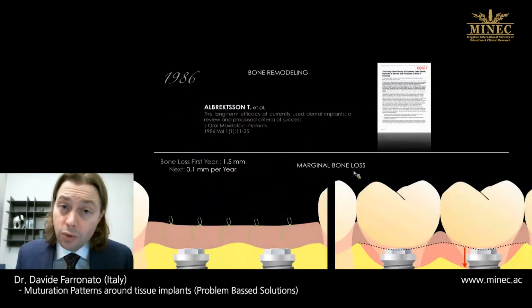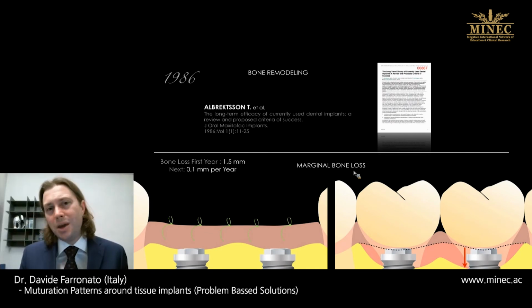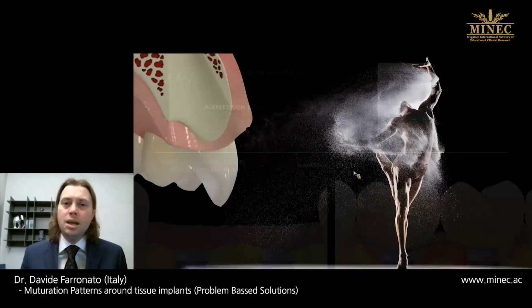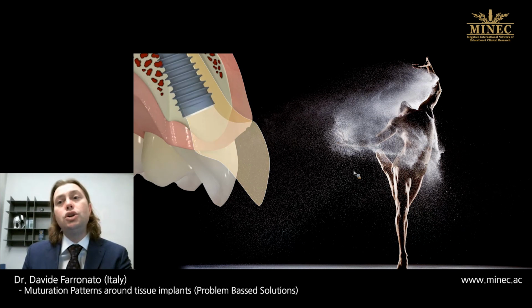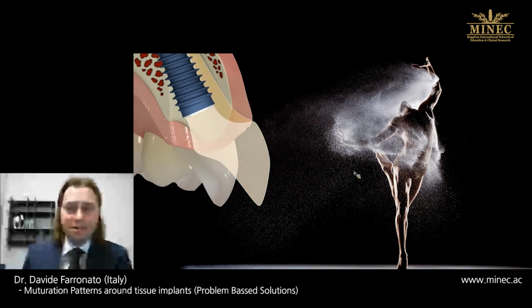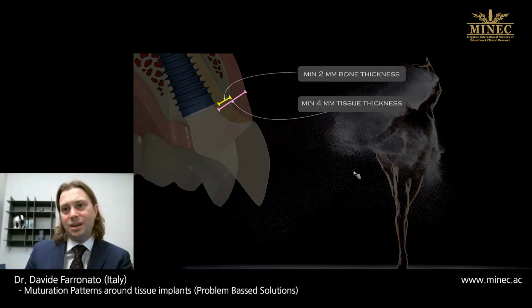This was well known until, in 1986, Albrektsson discovered that next to the implant, bone was going away 1.5 millimeters in the first year. And this was described as success. Of course, now we know why this happens, and now we know that this is no more a success at nowadays' level of expectancy. So when you place an implant, you should place it more palatally, and you should place it in order to have at least 2 millimeters of buccal bone, and of course a total of 4 millimeters of tissue thickness from the connection to the surface of the tissue.